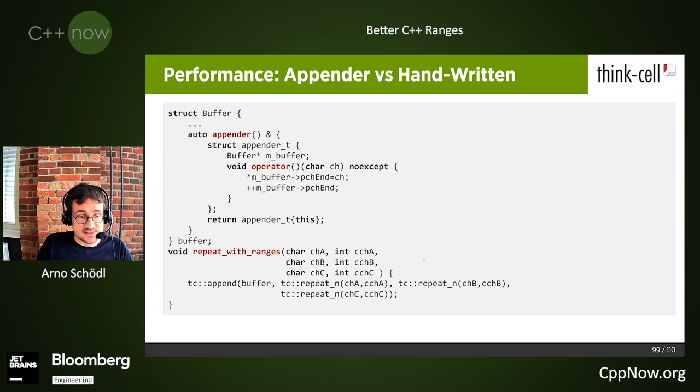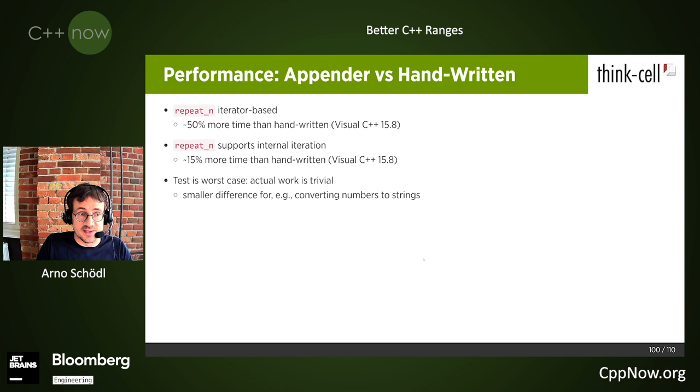And the speed difference: if repeat n is iterator based, then you still have 50% overhead. If repeat n actually supports internal iteration, then the overhead is only 15%. So you're getting very close to handwritten loops. These formatters are very, very efficient. And this is really testing the worst case because this repeat n internally is so simple. If you have to do actual work in the formatter, like when you're formatting a double, then the difference would actually be smaller. The difference would get even smaller.